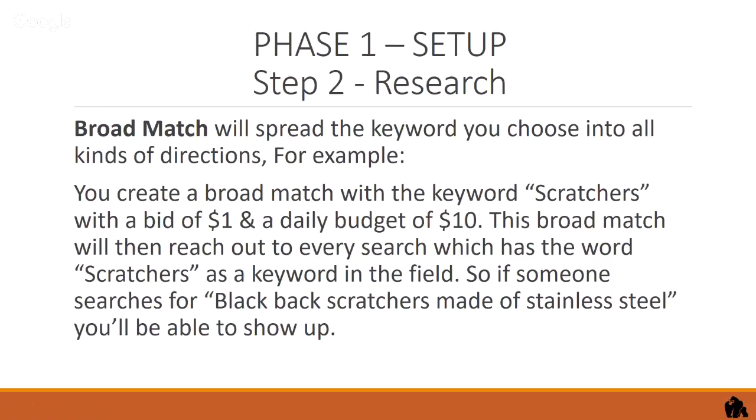In other words, if someone puts in black back scratches made of stainless steel, you'll be able to show up. Your ad will be shown because it's got scratches in that search term that somebody's putting in. There's our word, made of stainless steel. So that broad is in there, so it doesn't matter what it comes up as. If it's yellow scratcher for my cat or scratches for my cat, you'll show up. It may not be relevant, but you'll show up because it's that broad.